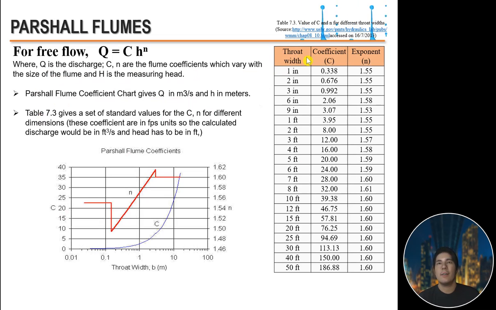But we can also use this tabulated table, no? Which gives a set of standard values for C, N for different dimensions. These coefficients are in feet per second units, so the calculated discharge would be in cubic feet per second, and head has to be in feet. Okay? So dapat ito is naka-English unit while itong chart is naka-metric unit.